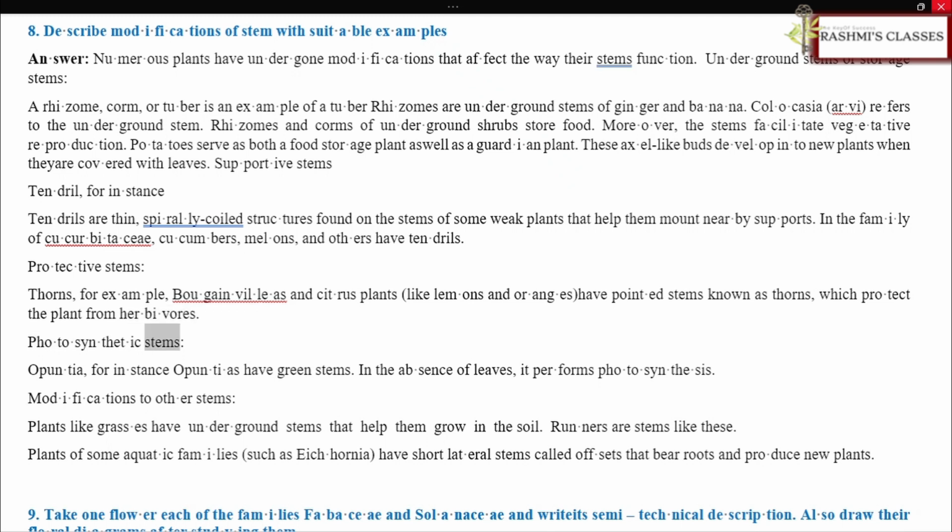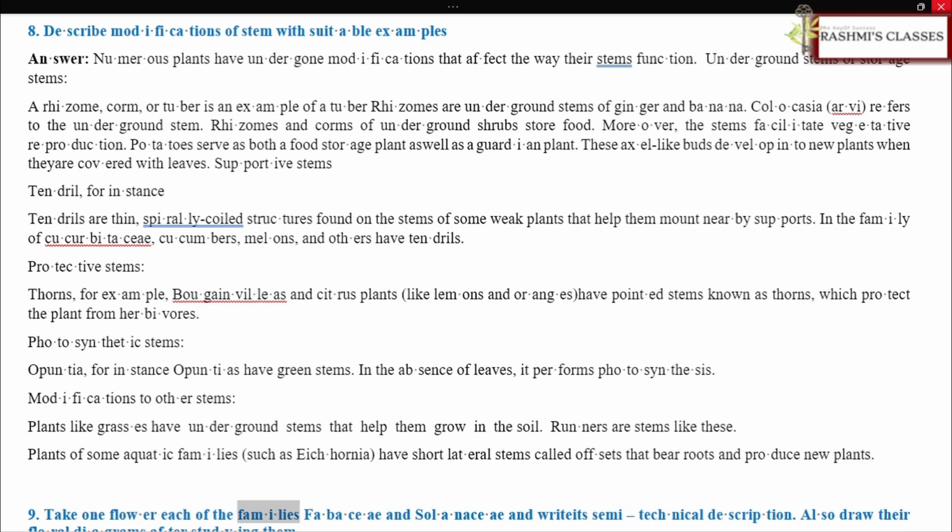Photosynthetic stems. Opuntia, for instance, has green stems. In the absence of leaves, it performs photosynthesis. Modifications to other stems. Plants like grasses have underground stems that help them grow in the soil. Runners are stems like these. Plants of some aquatic families, such as Eichhornia, have short lateral stems, called offsets, that bear roots and produce new plants.